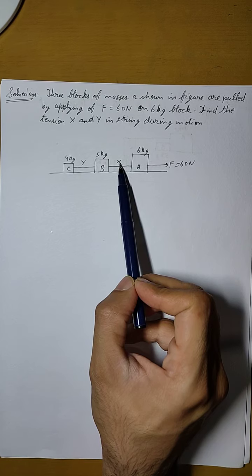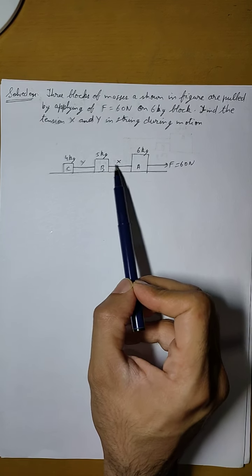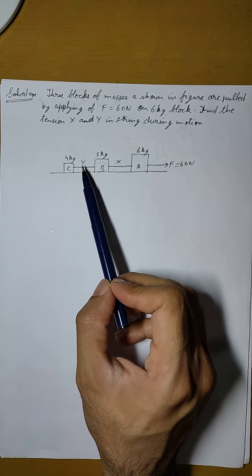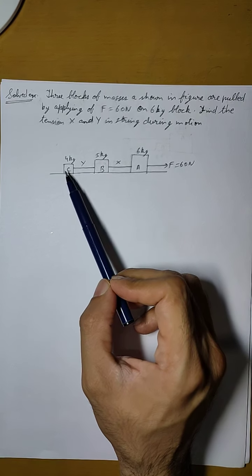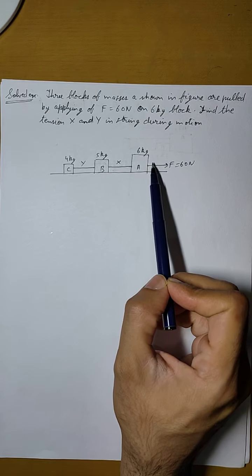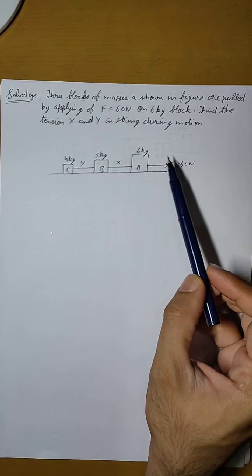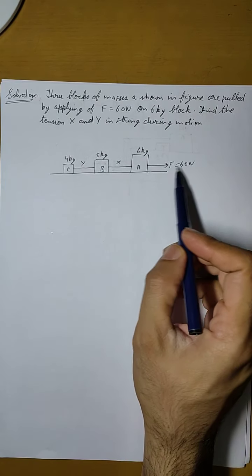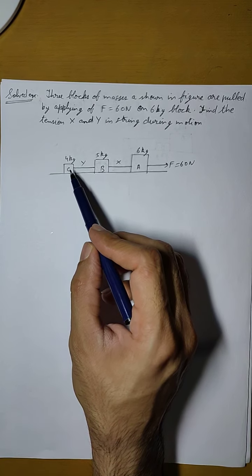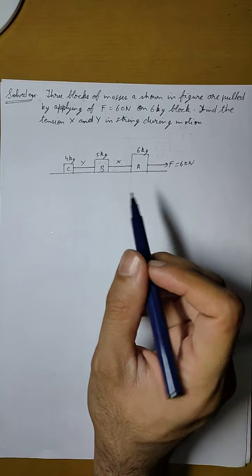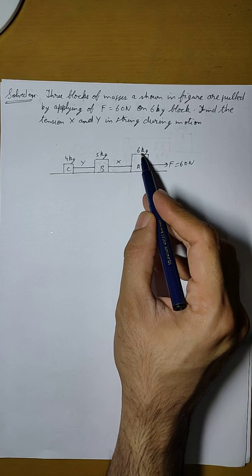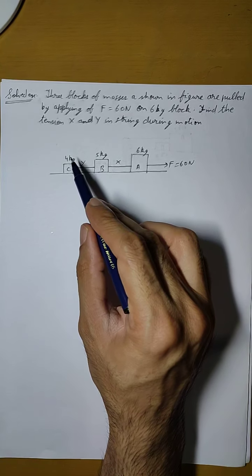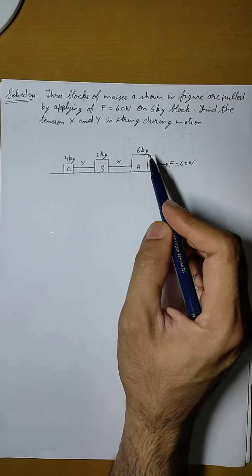The tension in this string between A and B is X, and between B and C it is Y. The mass of A is 6, of B is 5, and of C is 4 kg, and A is pulled with a force of 60 Newton. So if A moves towards the right, then B and C will be dragged along with it. That means this force of 60 Newton is not just pulling 6 kg, it is pulling 6 plus 5 plus 4, which is 15 kg.